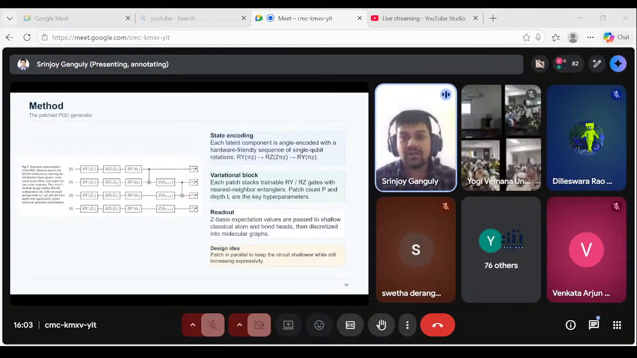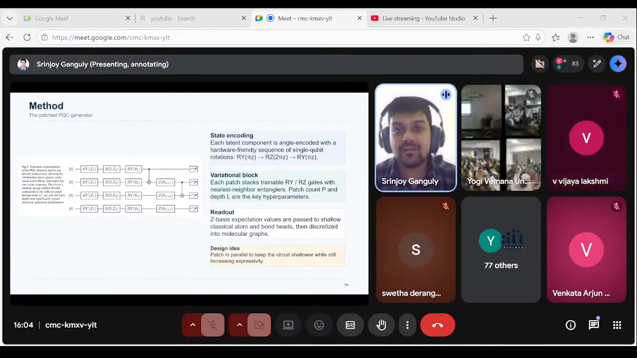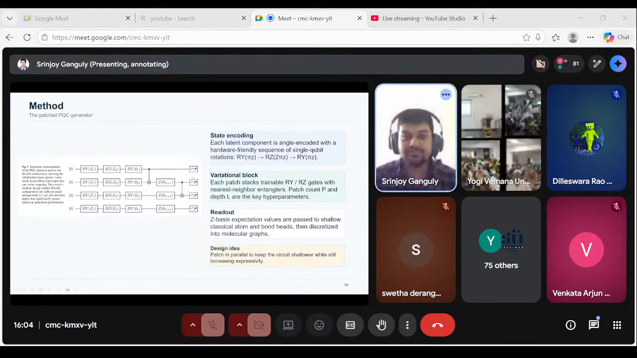Because our circuit is based on four patches, the most optimal circuit that we have got has four patches and two layers. Two layers means this ry, rz, ry, this c naught, and this structure is repeated again. So here you can imagine, just before measurement, again ry, rz, ry, then c naught is repeated. So that's a layer.